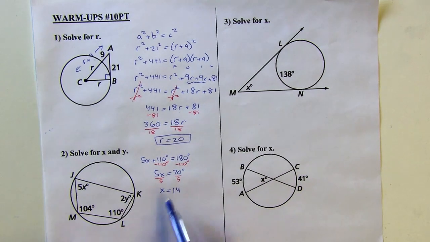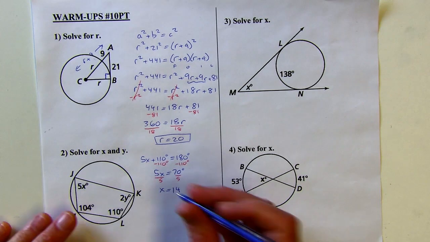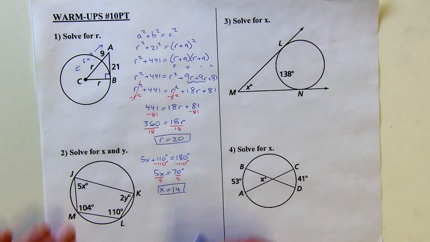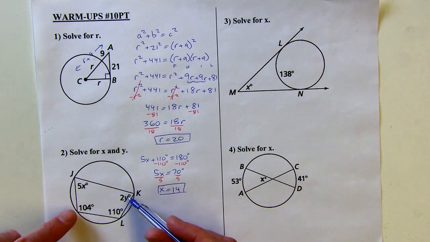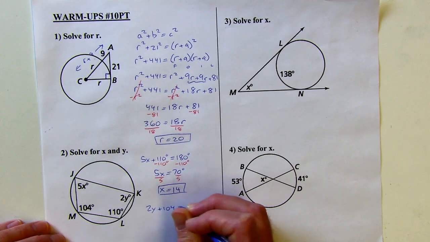And I actually don't need to put the degree symbol in my final answer because it's in the picture, right? It's just what I'm plugging in for x there. So I'm just going to say x equals 14 there, okay? And likewise, I can say 2y plus 104 is going to equal 180.